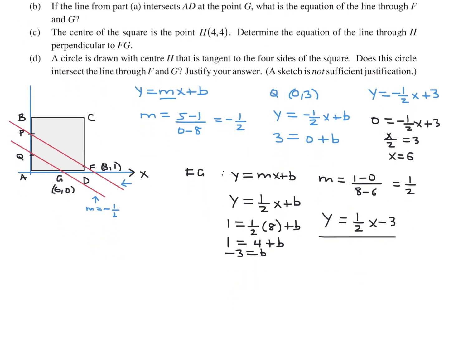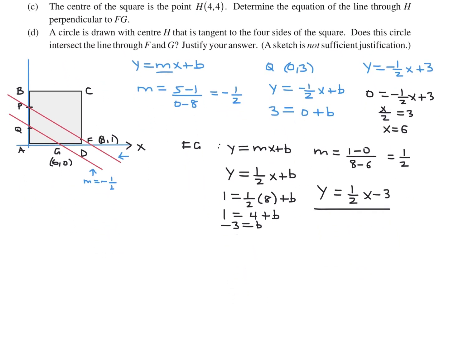Moving right along to part C. The center of the square is a point H (4, 4). Determine the equation of the line through H perpendicular to FG. H is somewhere right there, that's (4, 4). They want you to find the equation of the line perpendicular to FG. Let's draw in FG first.